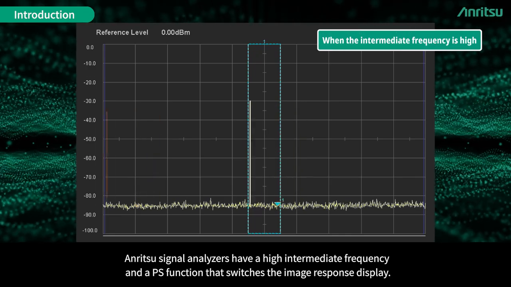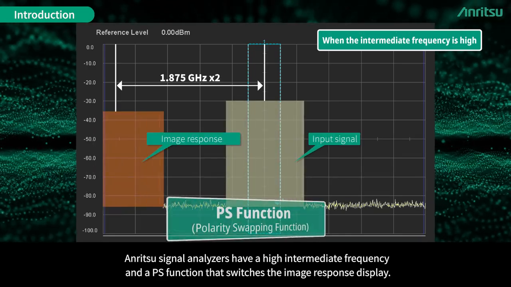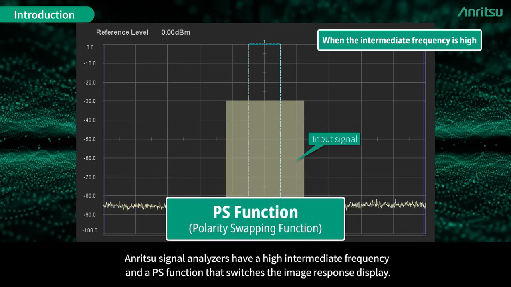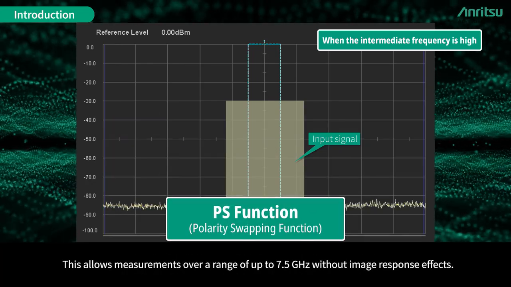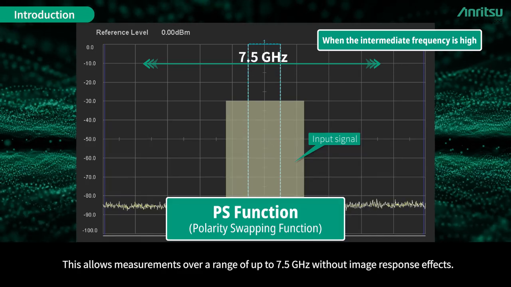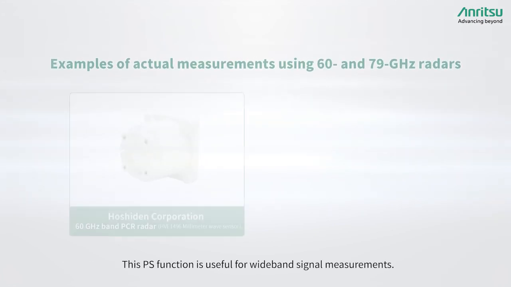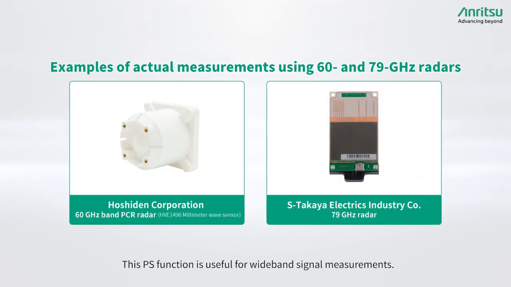Anritsu signal analyzers have a high intermediate frequency and a PS function that switches the image response display. This allows measurements over a range of up to 7.5 GHz without image response effects. This PS function is useful for wideband signal measurements.